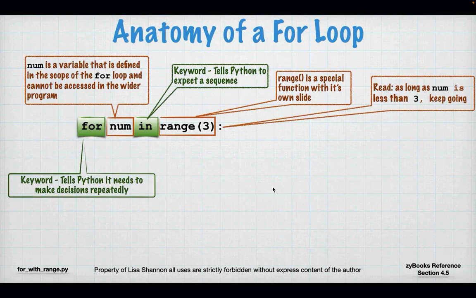And then I have another new keyword, and it's in. In says expect a sequence. So I have for, which is telling Python it's going to make a decision again and again and again. And then I have the variable that it's going to look at. And then I have in, which says on the right-hand side, there's going to be a sequence of numbers, a sequence of characters, a sequence of rooms, a sequence of directions, a sequence. And what I'm going to use is a range function. Now, range is a very handy function, and we're going to go through it in a little more detail. But basically what it does is it creates an array of numbers for you. And in this case, I'm telling it to create a range of three numbers, starting at 0, ending at 2. So it would be 0, 1, and 2.